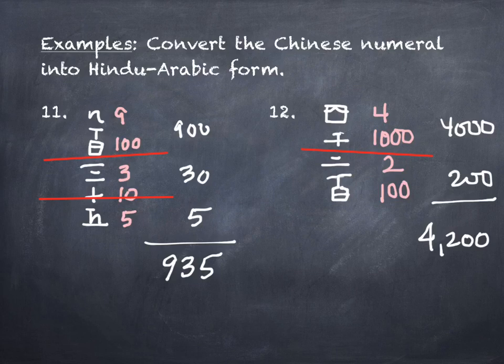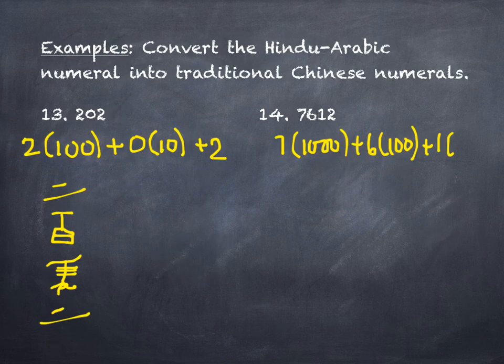4,200. And what I want you to see about this number 4,200 is that I don't have any zeros beneath it. I don't see any of the funny zero symbol here. So you might be asking yourself, okay, well then when would I see it? And I'm about to show you. So we're going to go the other direction now.